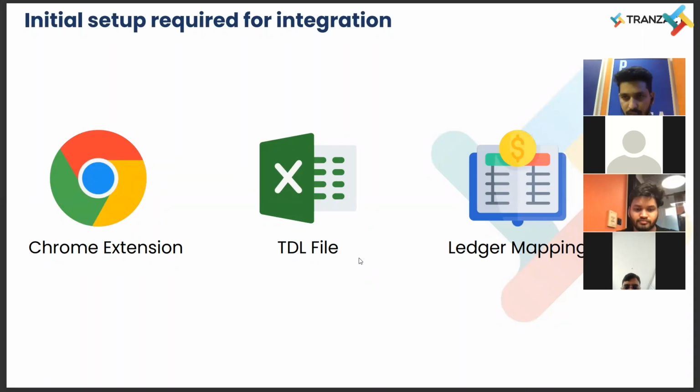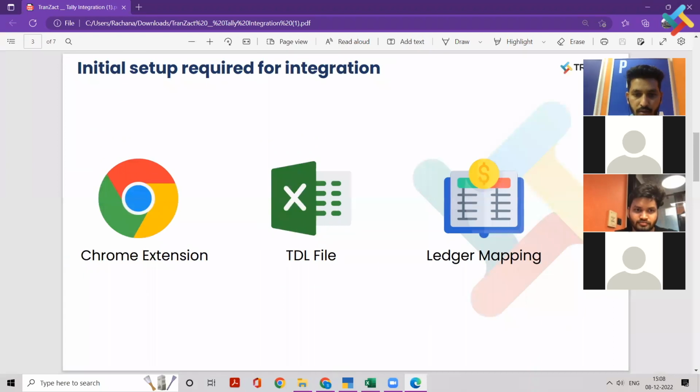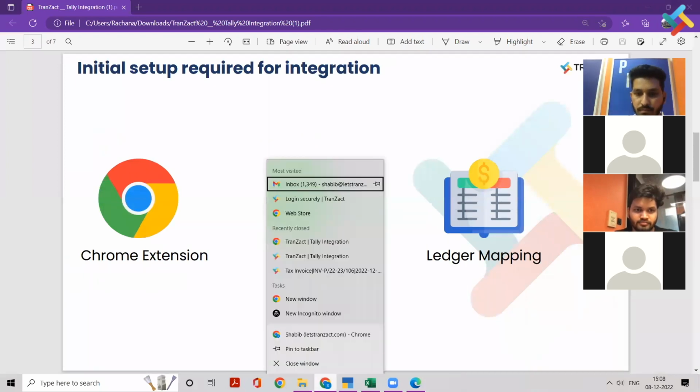So these are the three things which are initially required, or which we have to set up before starting the integration process. Now coming to how to add the Chrome extension, how to place the TDL file, and how to map the ledger, for this I'll switch my screen to my TranZact profile and show you how to get this done. So I'll just go to my Chrome profile.